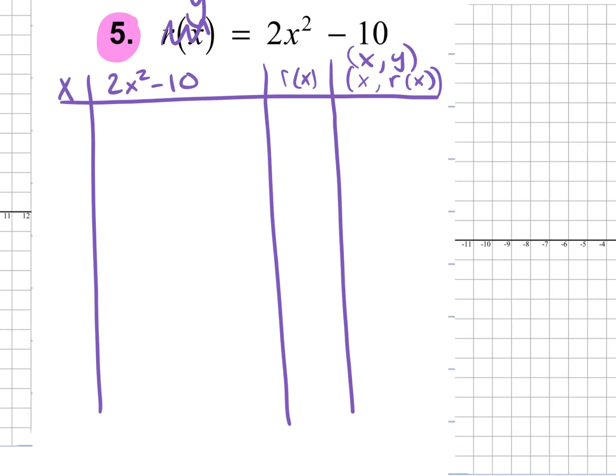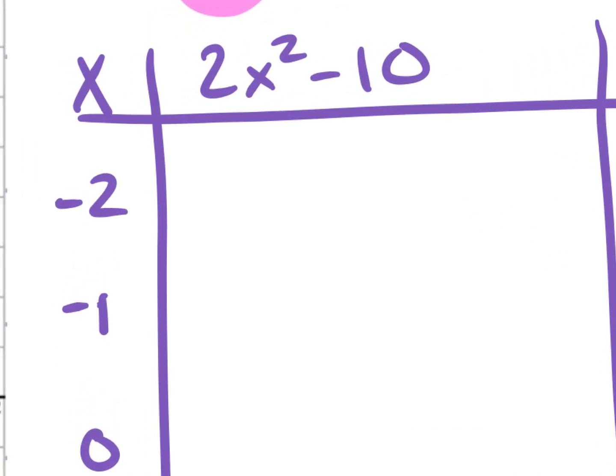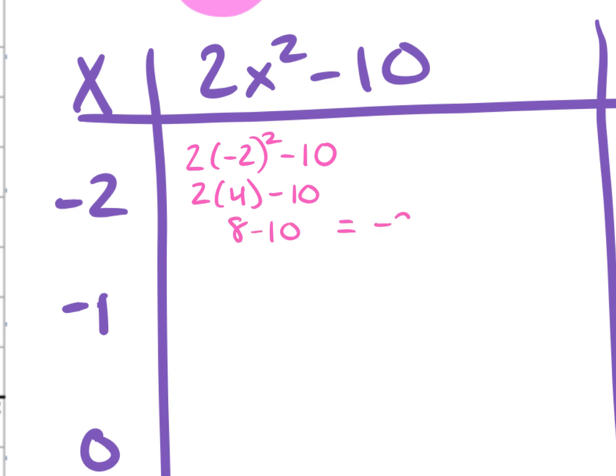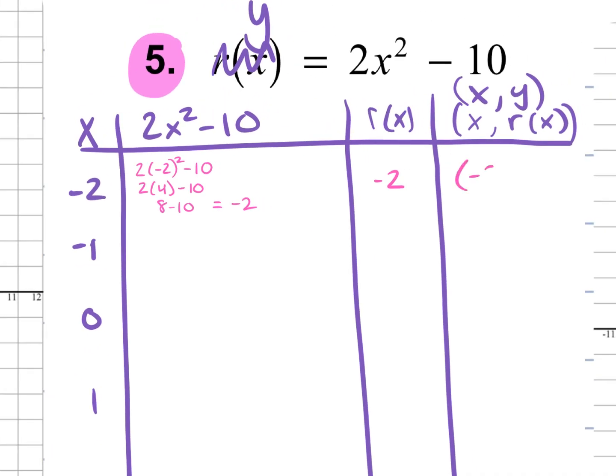So let's plug in the same numbers, -2, -1, 0, 1, and 2. Starting with -2, we have 2 times negative 2 squared minus 10. What do we have to do first here? The exponent. What's negative 2 squared? 4. So we have 2 times 4 minus 10. What's 2 times 4? And what's 8 minus 10? Negative 2. So we got negative 2 for our y. What would our point be here? Negative 2 comma negative 2. Awesome. So let's put that on our graph.